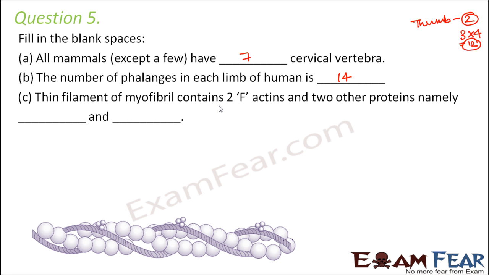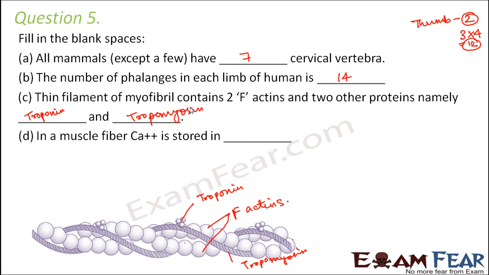Thin filament of myofibril contains 2 F-actins and 2 other proteins, namely dash and dash. So if you look at the structure of the thin filament, these 2 chains are the F-actins, that is the filamentous actins. What are the other proteins present? This is one protein which is troponin, and this is another protein which is tropomyosin. So the answer would be troponin and tropomyosin.